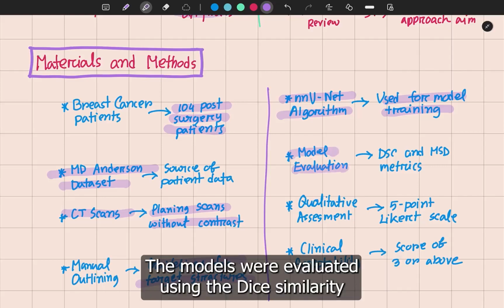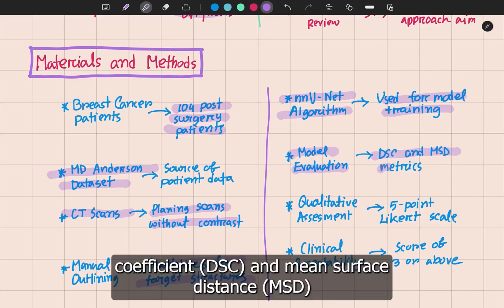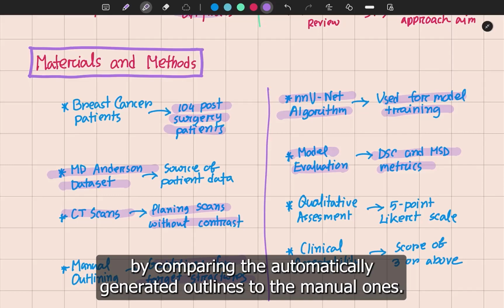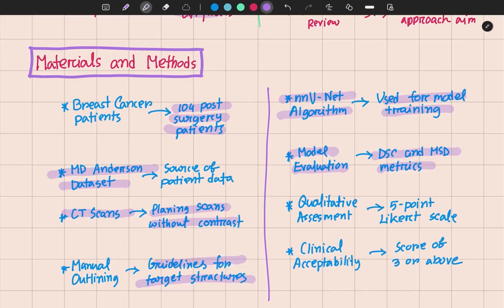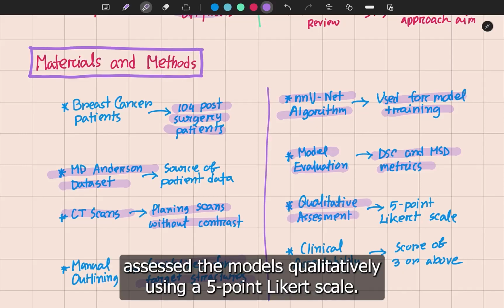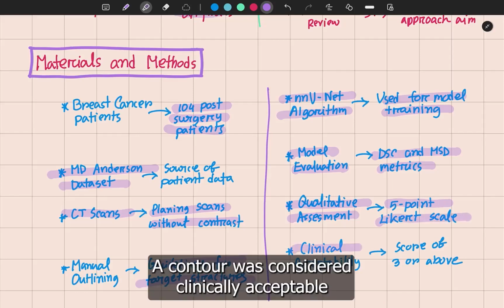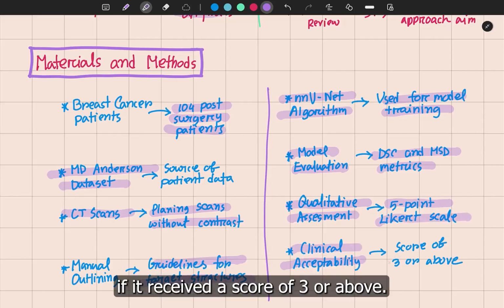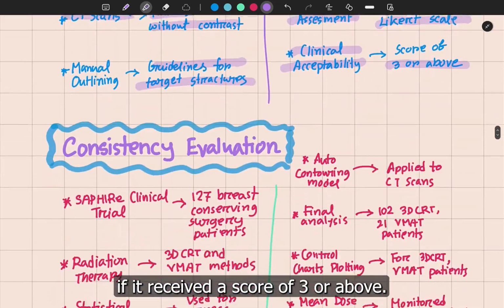The models were evaluated using the dice similarity coefficient or DSC and mean surface distance or MSD by comparing the automatically generated outlines to manual ones. Additionally, two breast radiation oncology attending physicians assessed the models qualitatively using a 5-point Likert scale. A contour was considered clinically acceptable if it received a score of 3 or above.